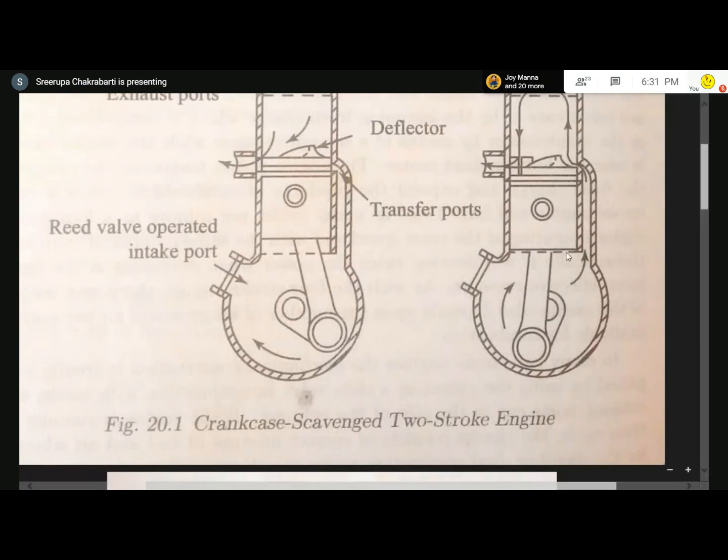Why crankcase scavenged? Because this is the crankcase, and through that crankcase the gas is coming, and the scavenging is done by the intake charge which is coming from the crankcase. So it is a crankcase scavenged engine.